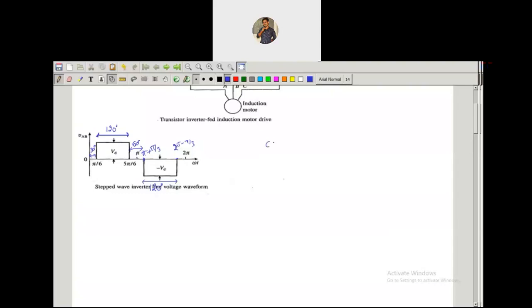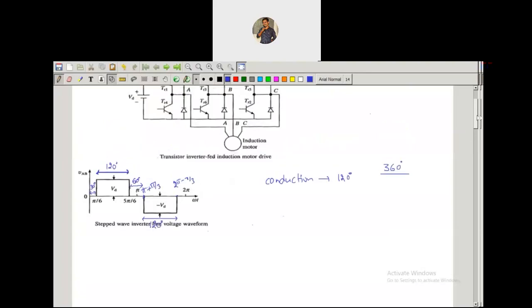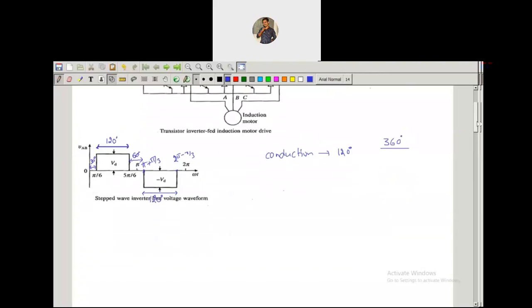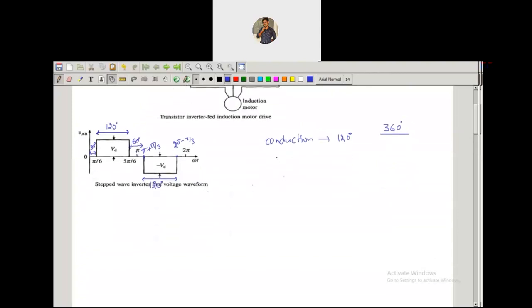The conduction of each thyristor transistor is how much? 120 degrees. Okay. So as we have a total time period of 360 degrees, coming to this, there is a gap. That is the non-conduction mode. The gap is what? 60 degrees. Non-conduction mode. This could be the 60 degrees.